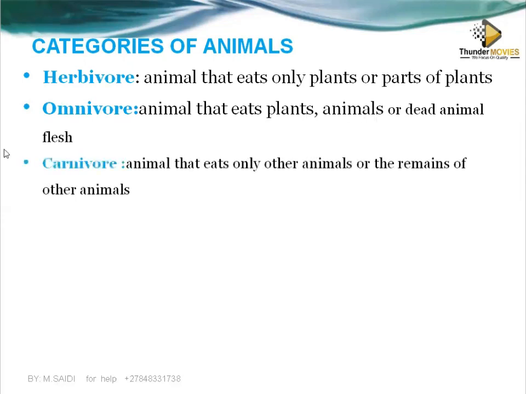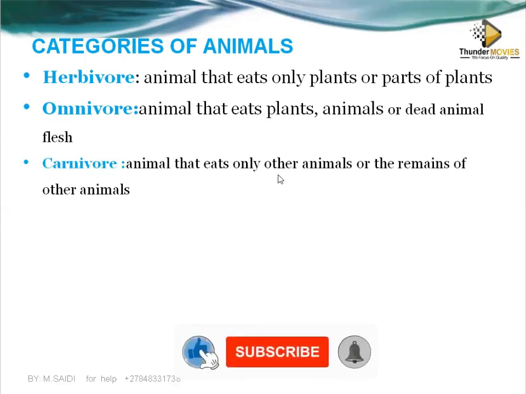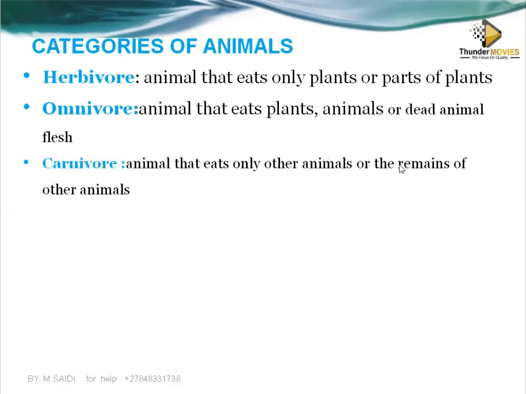Then we have the last one, which you call the carnivores. These ones feed on meat only. They feed on animal material. They don't feed on plants. So we have those which feed on plants strictly, and then we have those which feed on animals, and then we have those which feed on both plants and animals. So we have the herbivores, we have the omnivores, and then you have the carnivores.